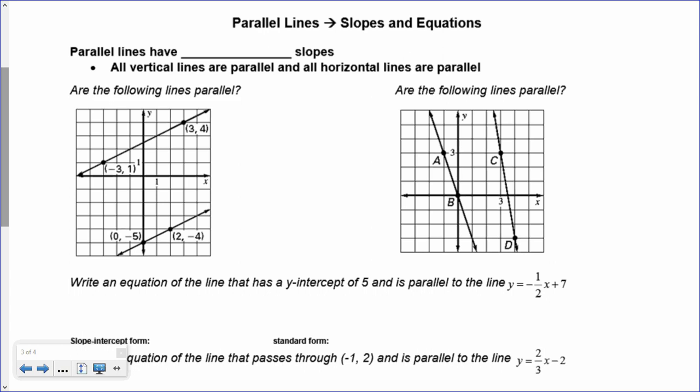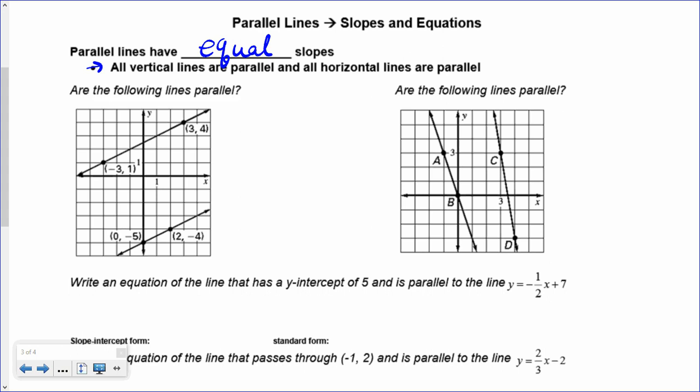Parallel lines, what do you know about the slopes of parallel lines? Equal. Parallel lines have equal slopes. And you can tell by counting, you can use the formula, they may give you the equation or just tell you right up what the slopes are. If the slopes are the same, the lines are going to be parallel.